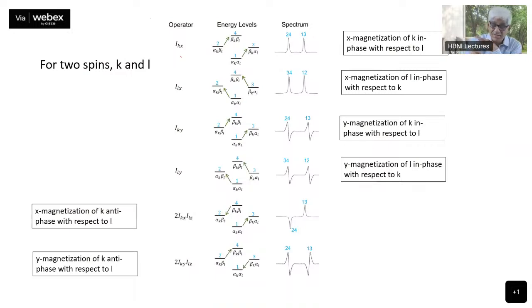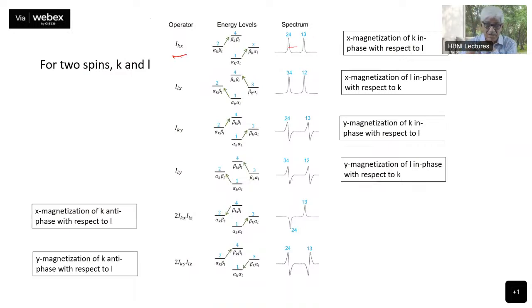Okay. So in terms of this final spectrum, what we will see, if I want to represent that in terms of this spectrum, this represents the 1, 3 and the 2, 4 transitions. Okay. So this is the X magnetization of the K spin in phase with respect to L. And these two have the same sign, you see. Therefore, we call it in phase. In phase magnetization of the K spin, and this is X magnetization because this operator is IKX.